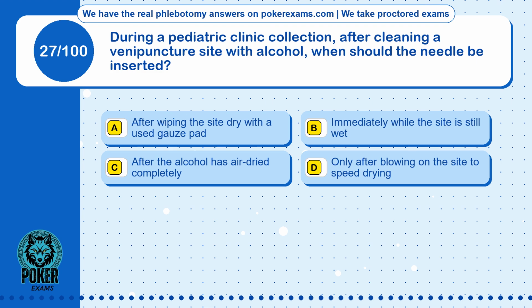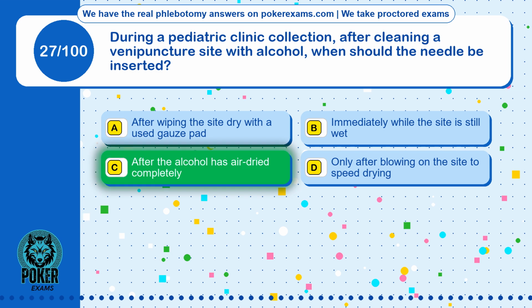Question 27. During a pediatric clinic collection, after cleaning a venipuncture site with alcohol, when should the needle be inserted? Option A. After wiping the site dry with a used gauze pad. Option B. Immediately while the site is still wet. Option C. After the alcohol has air dried completely. Option D. Only after blowing on the site to speed drying.